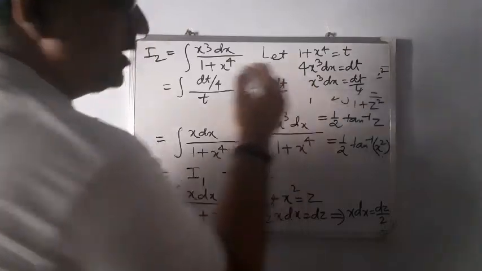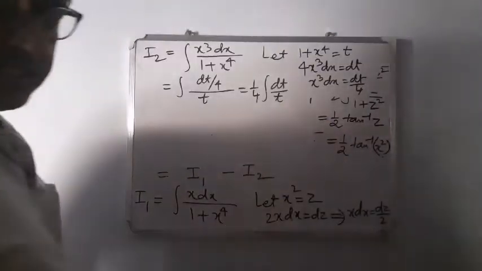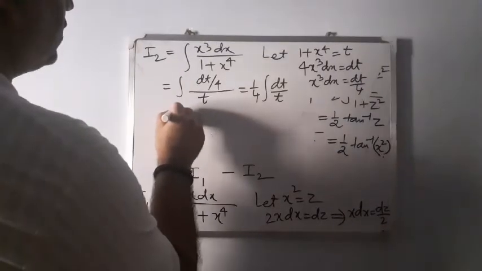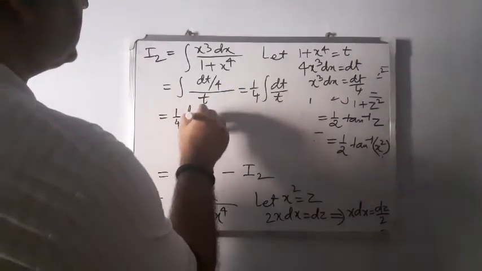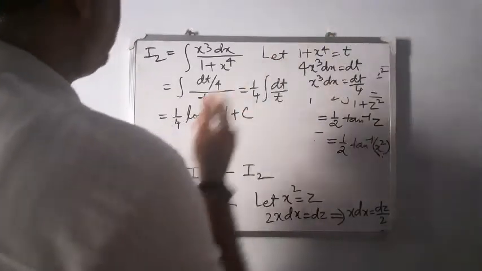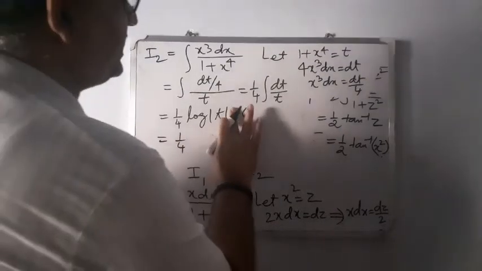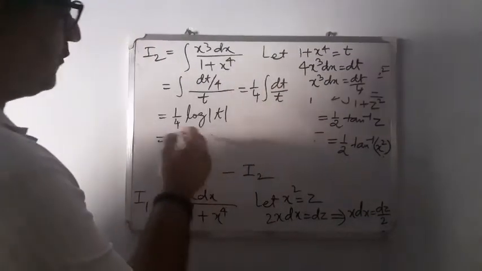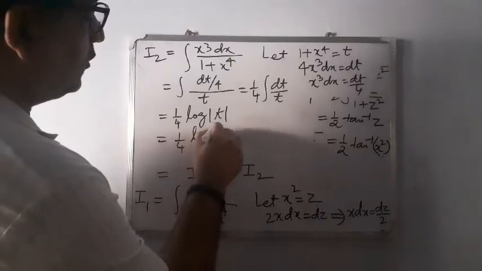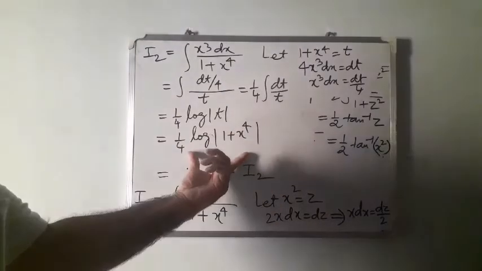And you know the integral of dt by t. It is nothing but log mod t. So 1 by 4 log mod t, and the value of t you have to write, that t is 1 plus x power 4. No, don't write c here. Sorry, don't write c here. So 1 by 4 log mod 1 plus x power 4. This thing you will get for I2.